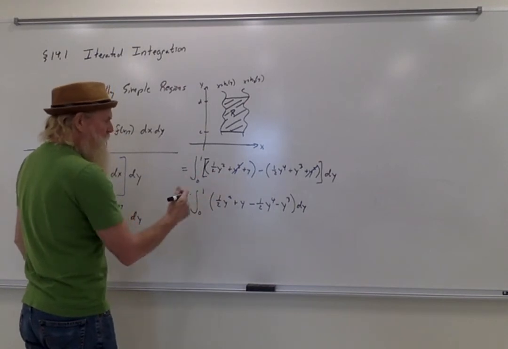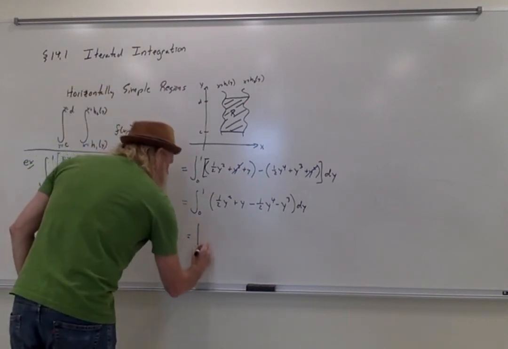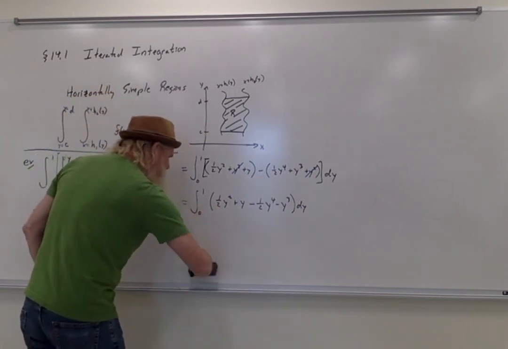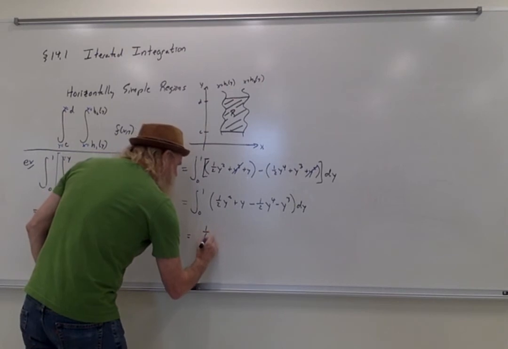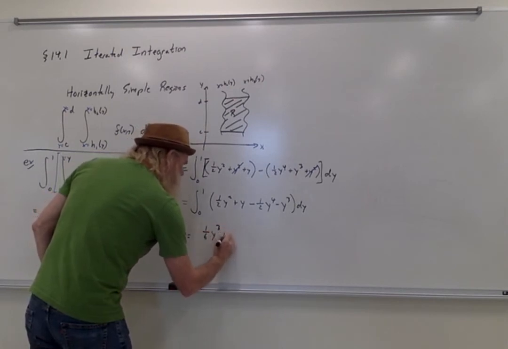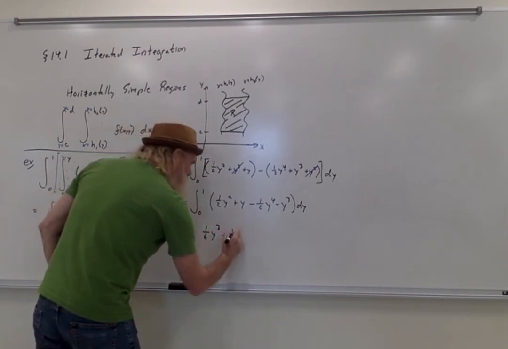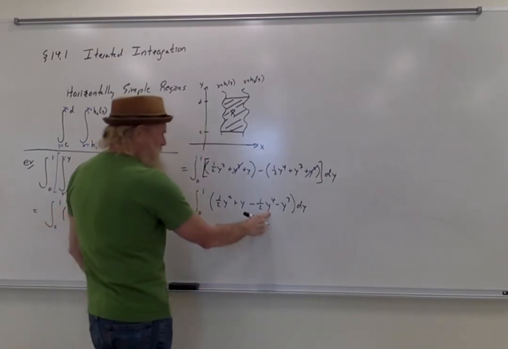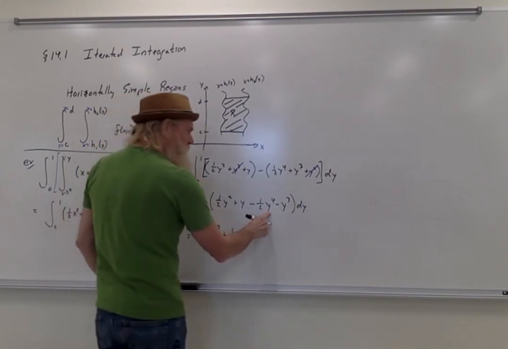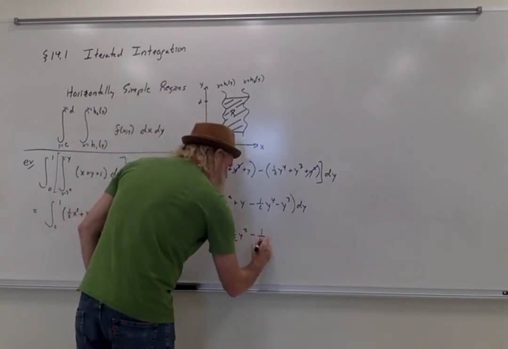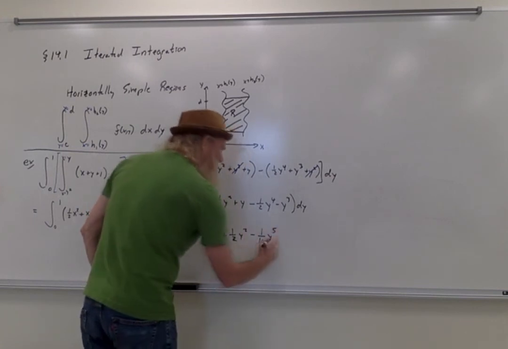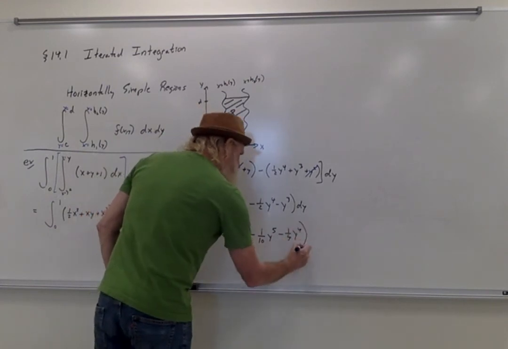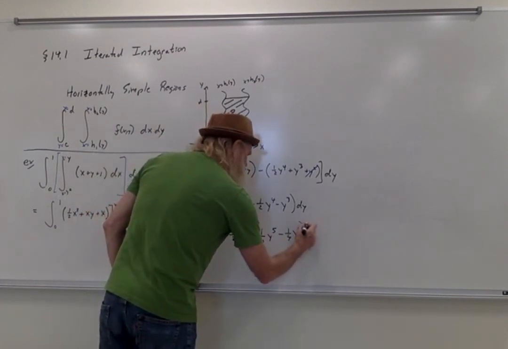I'll use the power rule to integrate each one of these. The integral of a half y squared, oops, I'm integrating now, is going to be 1/6 y cubed plus the integral of y is a half y squared minus the integral of y to the fourth is 1/5 y to the fifth, so this would be 1/10 y to the fifth minus a fourth y to the fourth. And this is going to be taken from y equals 0 to y equals 1.